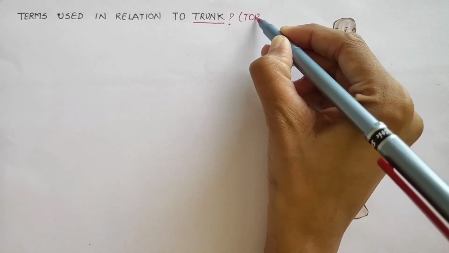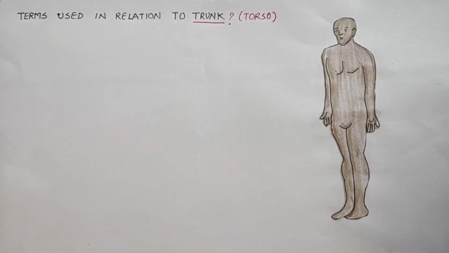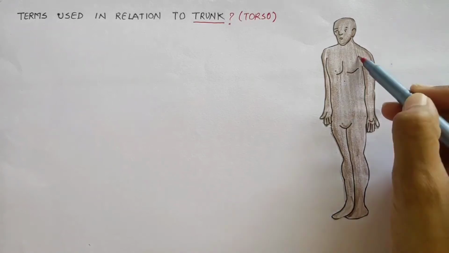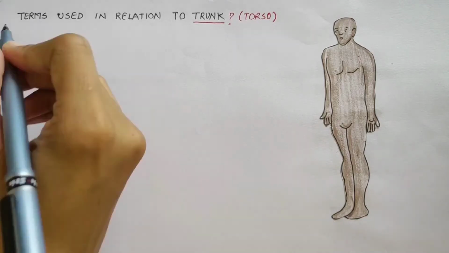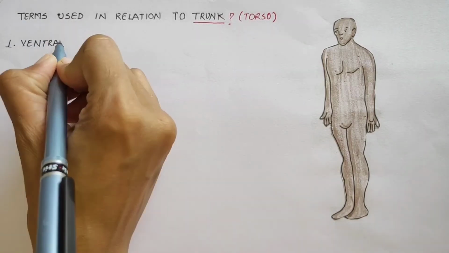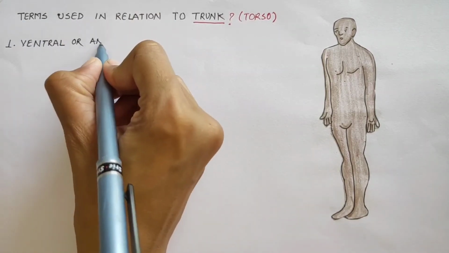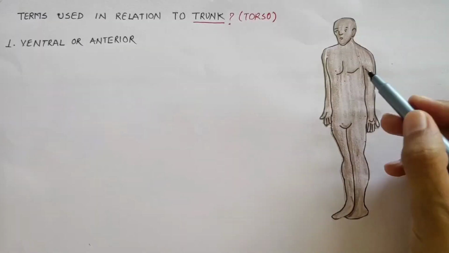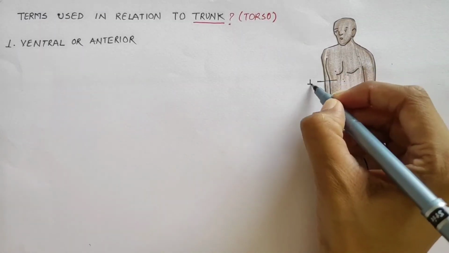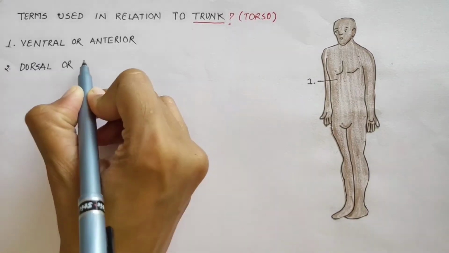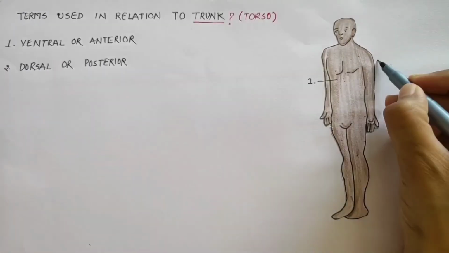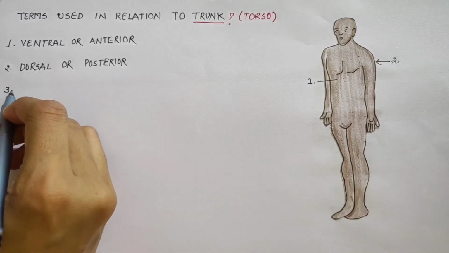Terms used in relation to trunk. It is also called torso. Anatomical term for the central part of the human body from which extend the neck and limbs. First, ventral or anterior: it is the front of trunk. Second is dorsal or posterior: it is the back of trunk.